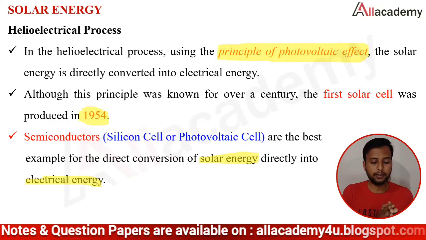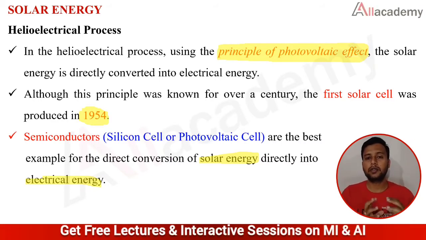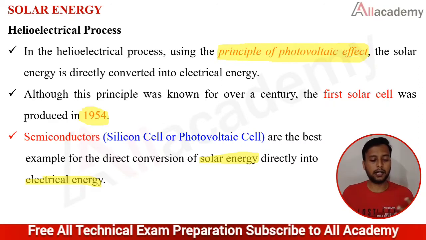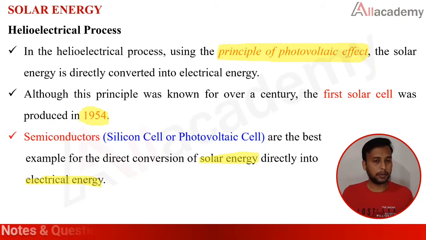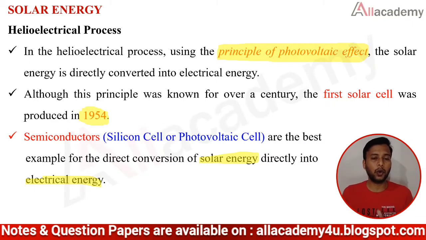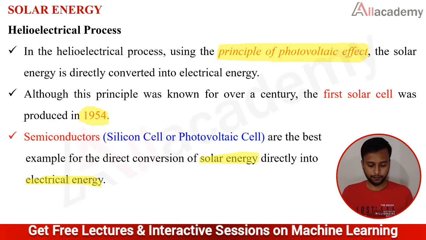These semiconductors are also known as silicon cells, or sometimes they may ask about a photovoltaic cell. Many students get confused by this question. Sometimes they may ask, with a neat sketch, explain the semiconductor cell, or with a neat sketch, explain the silicon cell, and in some question papers, explain the photovoltaic process or photovoltaic cell. So no need for confusion, all three are the same.